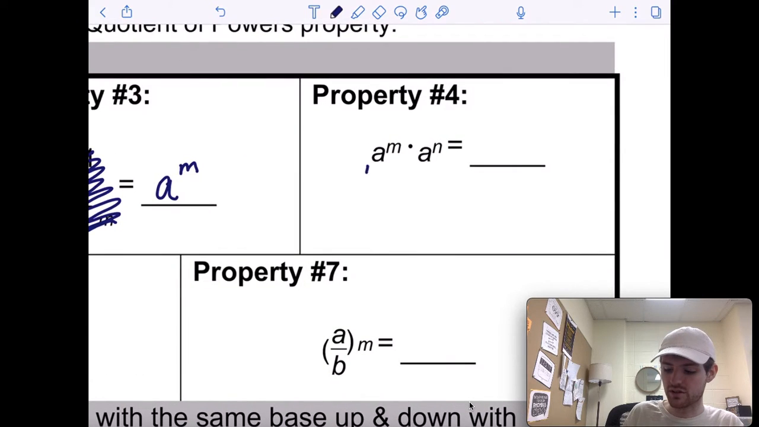When we multiply two of the same bases together, we can just add the exponents.